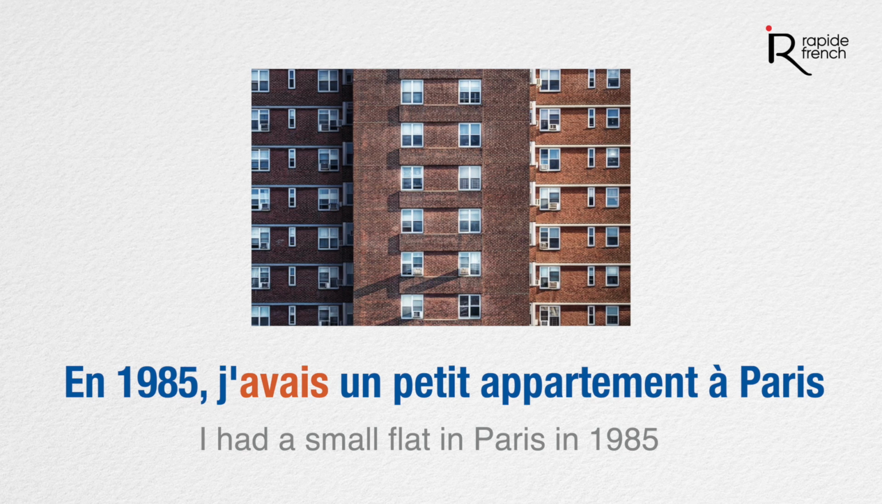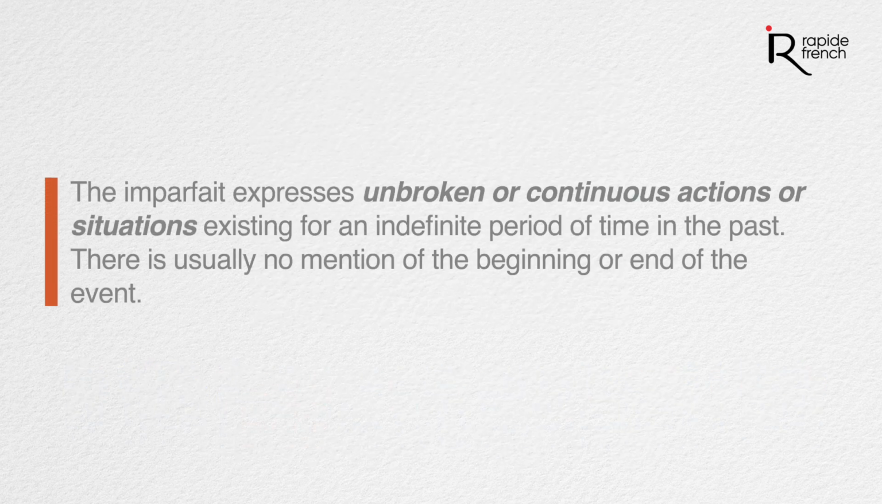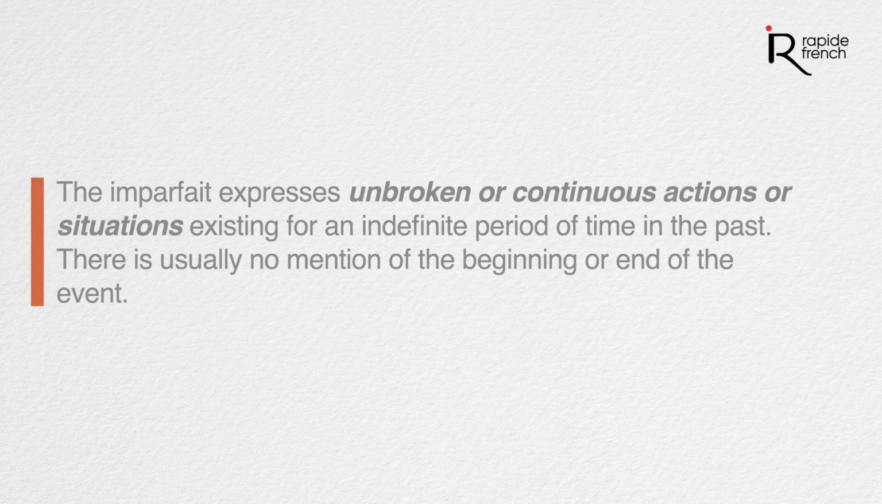Other examples, en 1985, j'avais un petit appartement à Paris. En 1985, in 1985, j'avais un petit appartement à Paris. I had a small flat in Paris, or I used to have a small flat in Paris. You should also know that the imperfect expresses continuous actions or situations existing for an indefinite period of time in the past. Okay, meaning there's no beginning or an end to the event.